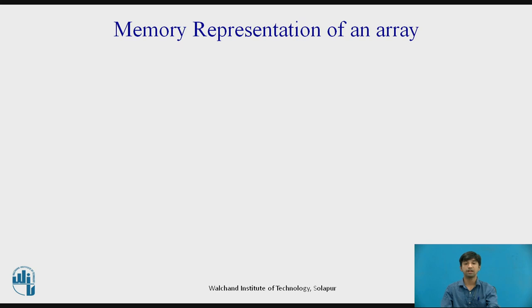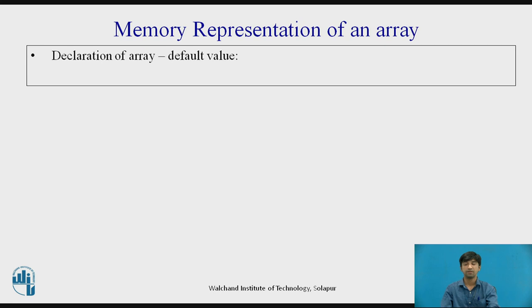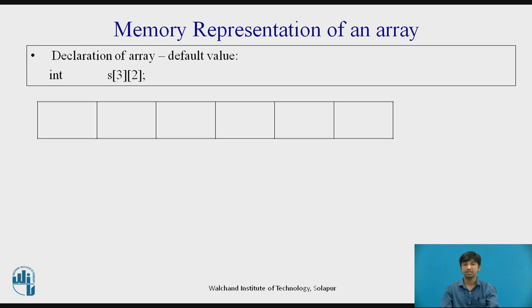Memory representation of an array. Now we'll be discussing the memory representation of array elements in a 2D array. Suppose we have declared an array int s[3][2]. All arrays have 0 as the index of the first element, which is called the base index, and the last index of an array will be the total size of the array minus 1. All the array elements will have garbage values assigned to them.